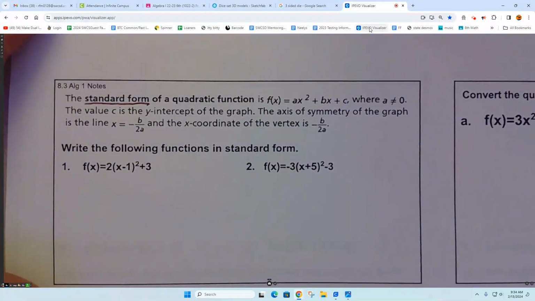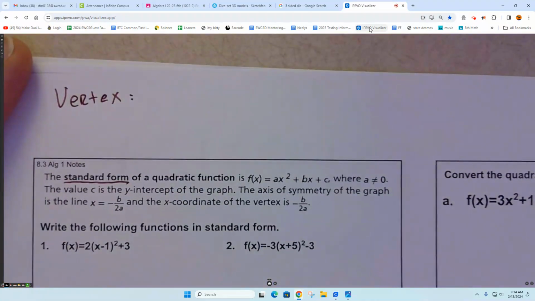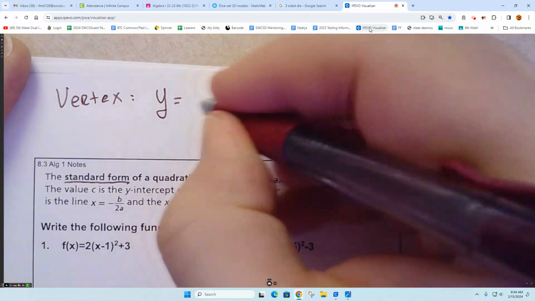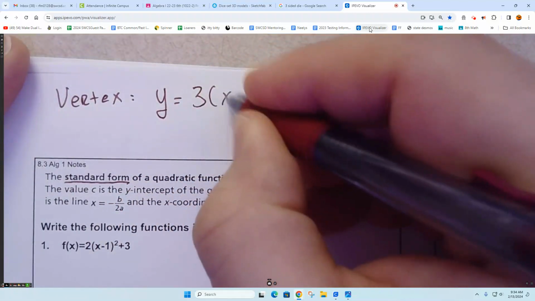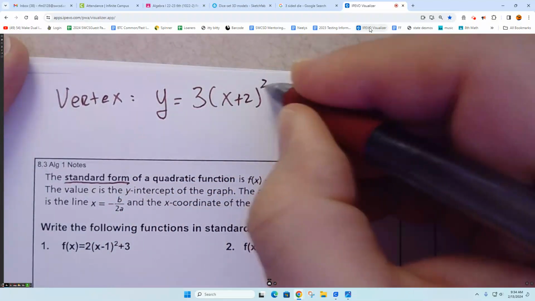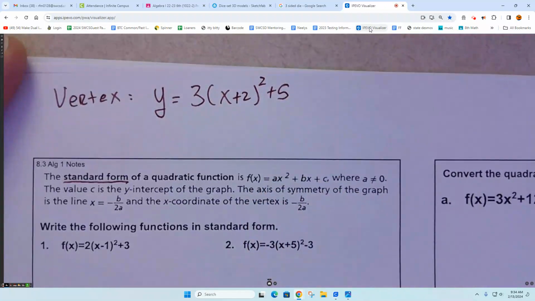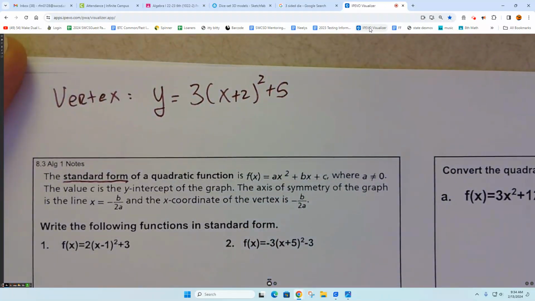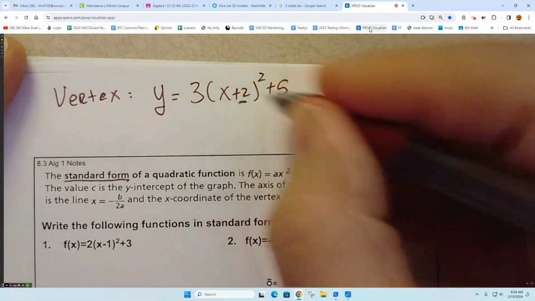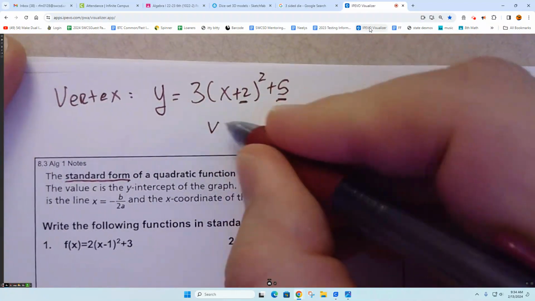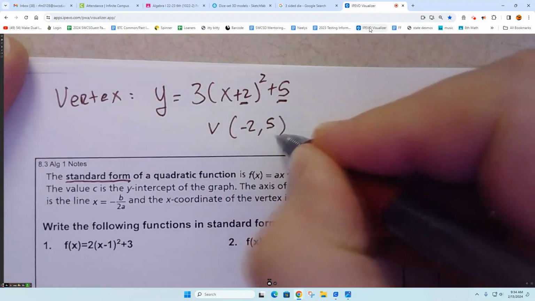Yesterday I heard people go, I don't know what the vertex form is. So I didn't blatantly tell you because it was the only form we had, but that's when we have y equals 3, I don't know, x plus 2 squared plus 5. This is called the vertex form because the vertex is just sitting right there, right? The vertex is negative 2, 5.